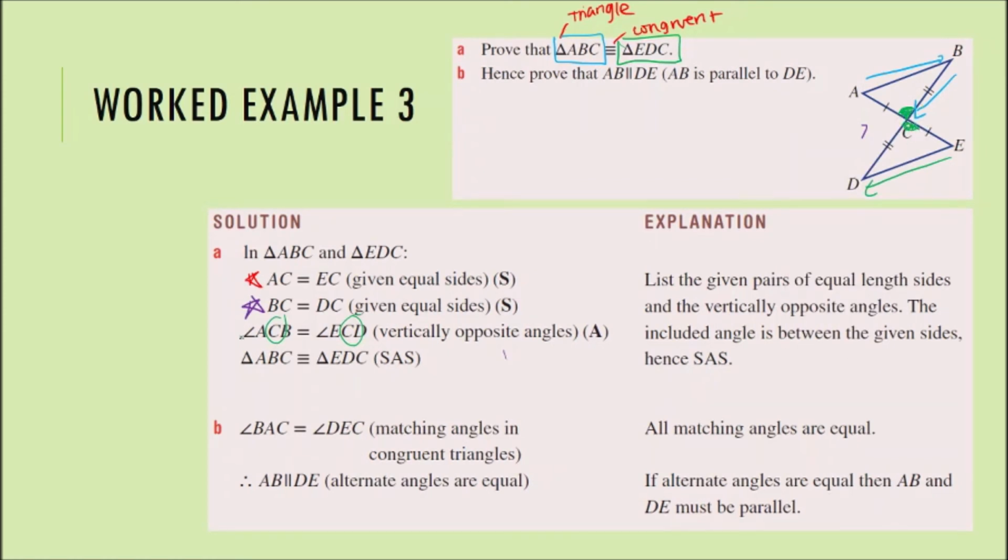So we're looking at the same angle there. So that is vertically opposite angles, which we know from exercise 7B. So triangle ABC is congruent to triangle EDC via SAS.